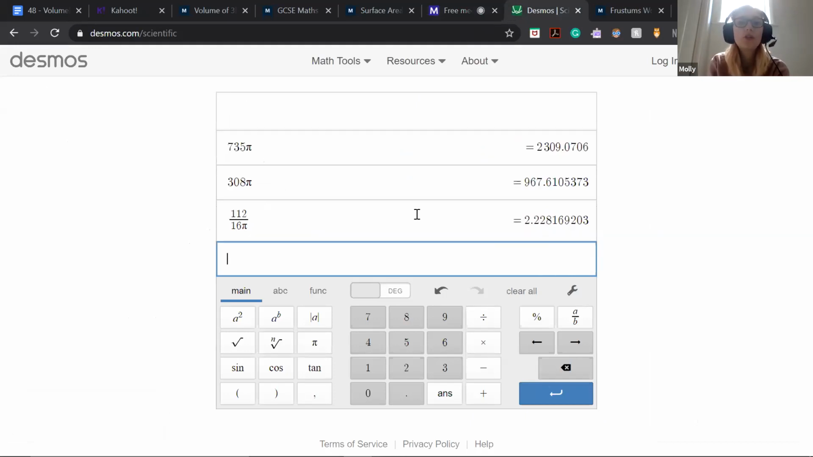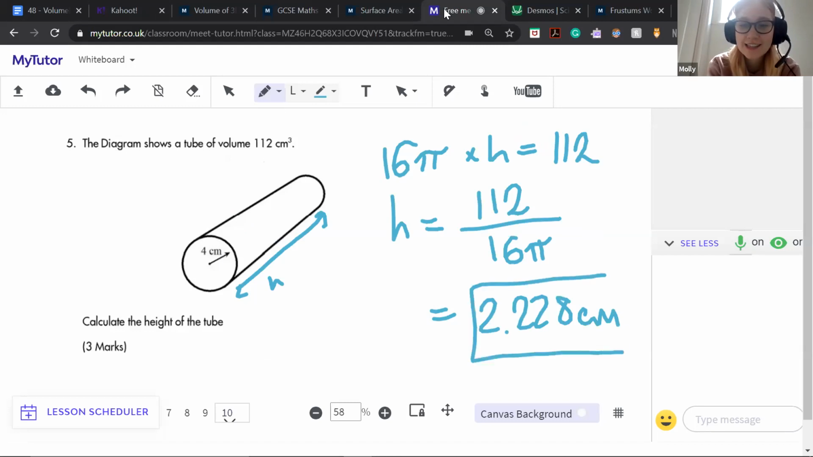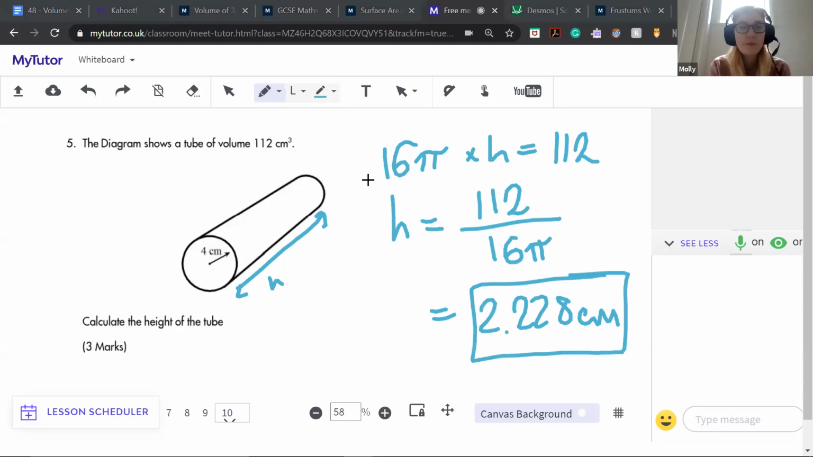Which is 2.228. 2.228, and this will be centimeters because it's a height. So it's really important to think, is this thing one-dimensional or two-dimensional or three-dimensional? Because that depends whether it's centimeters, centimeters squared, centimeters cubed, so on and so forth. So well done, people got that really well.